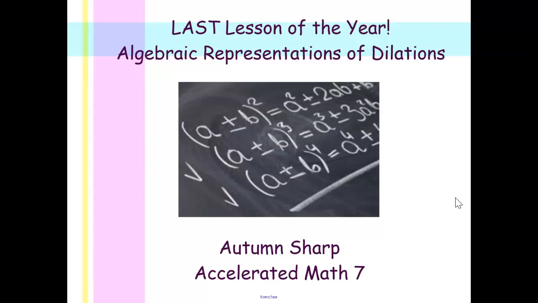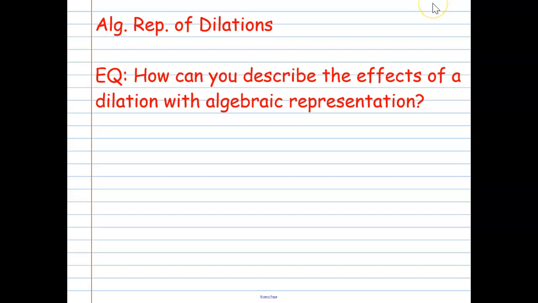Yeah, so we are gonna keep talking about algebra. We're gonna keep talking about dilations, and in this last little lesson, we're gonna do algebraic representations of dilations. Sounds harder than it is. For the last time, create your very last entry into your math notebook. Hit pause. So we're looking at algebraic representations of dilations, and we're going to look at how you can describe the effects of a dilation with algebraic representation.